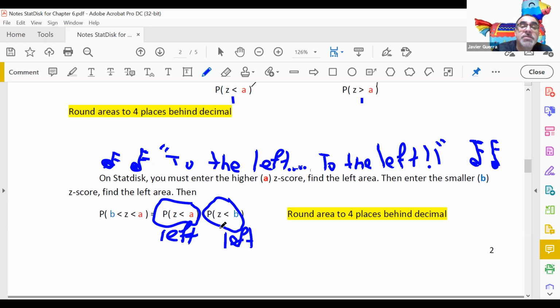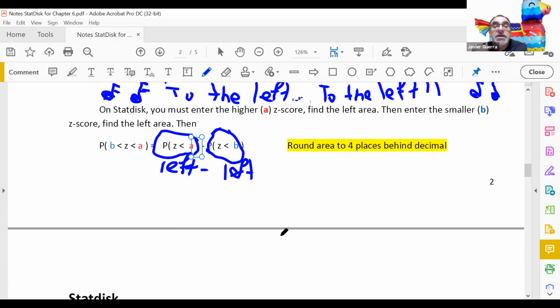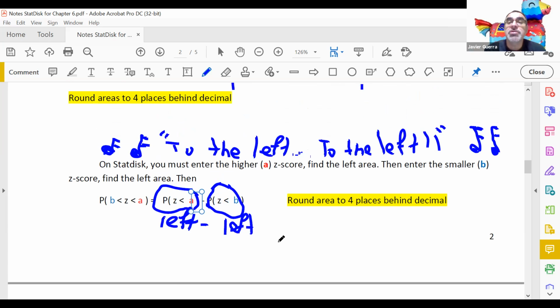And then you're gonna subtract them. There it is. You're gonna subtract the left areas. That's why there's a minus. Left minus left. And that's how you're gonna find the area of the in-between. You gotta look up both of those numbers separately, write them down, and then subtract the results. All right, so we'll go through examples of each so you all can get the feel for it.